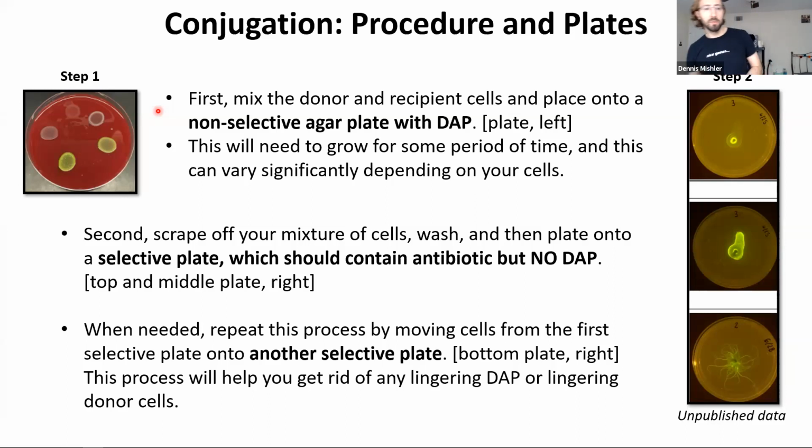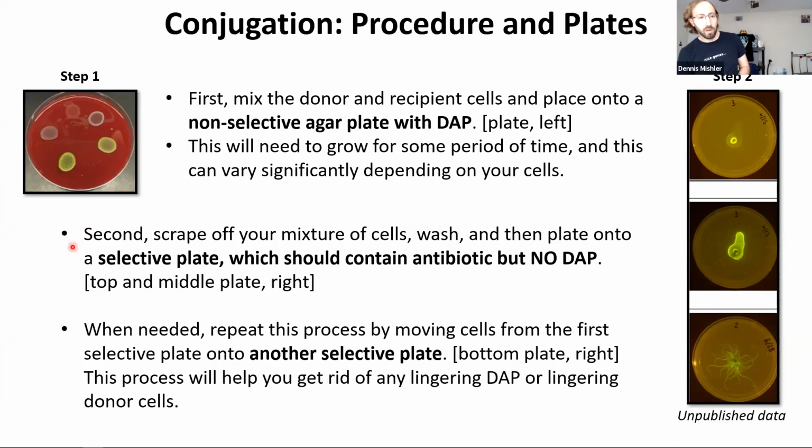This will need to grow for some period of time. Sometimes it's only a couple hours, but often it's multiple days. So I've had people do conjugations where they wait 2 or 3 days, and I'm sure there's longer procedures as well. But you have to let some time pass, okay? And this growth has to occur at whatever temperature is ideal for your organism. So if your organism normally grows at 25, you need to do this incubation at 25 degrees Celsius, all right? Once this process is done, you move on to step 2, and this is the data related to step 2 here.